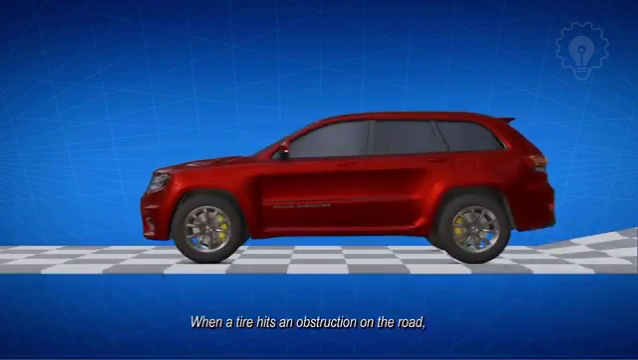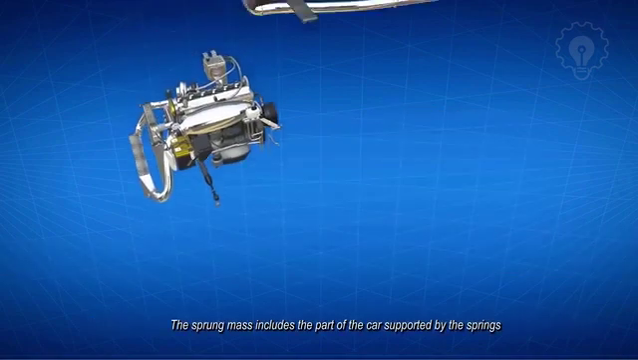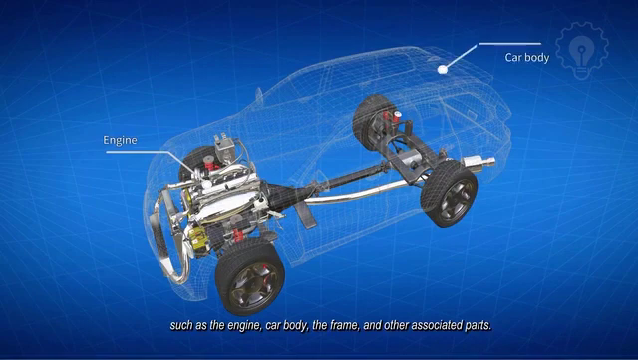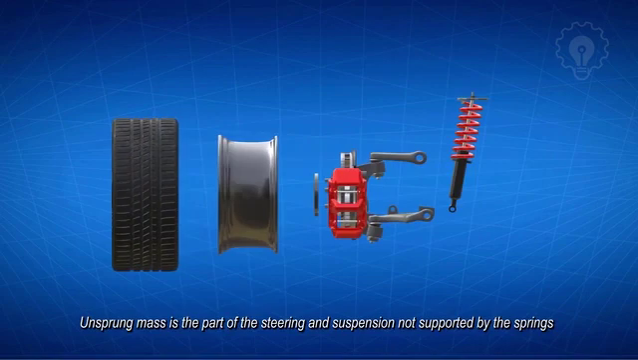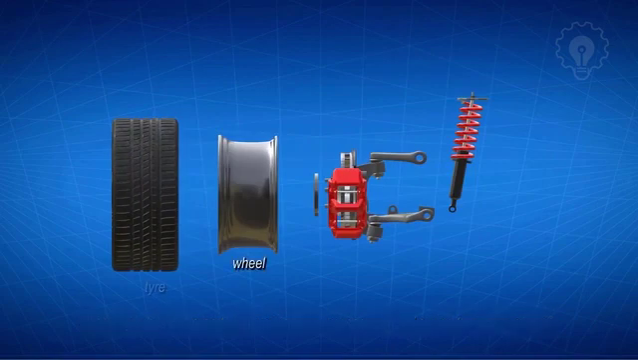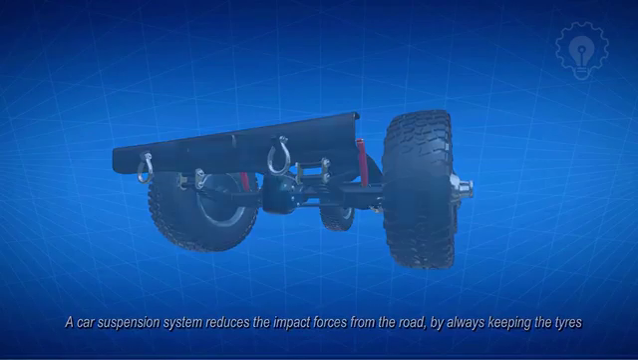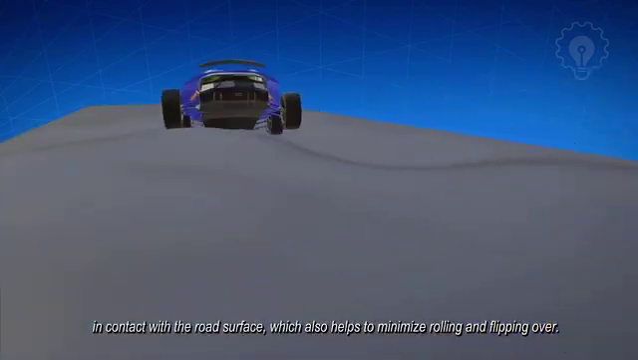When a tire hits an obstruction on the road, it experiences a reaction force that depends on the unsprung mass at each wheel assembly. The sprung mass includes the part of the car supported by the springs, such as the engine, car body, the frame, and other associated parts. Unsprung mass is the part of the steering and suspension not supported by the springs, like wheels, tires and brake assemblies. A car suspension system reduces the impact forces from the road by always keeping the tires in contact with the road surface, which also helps to minimize rolling and flipping over.